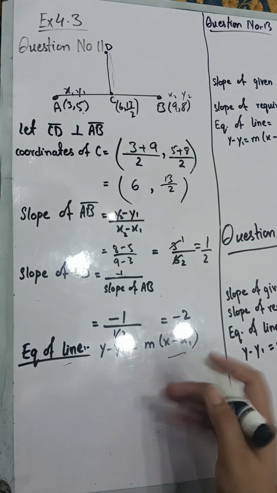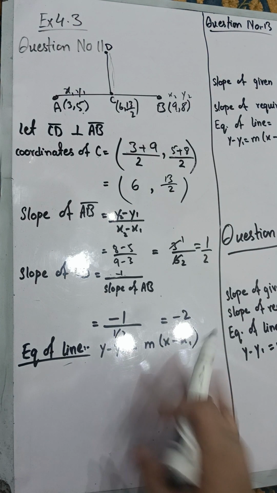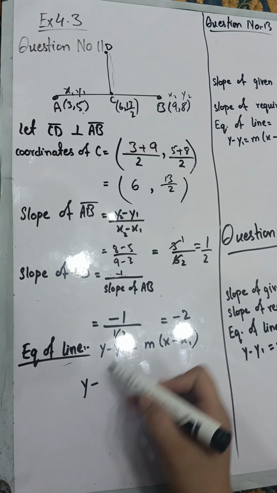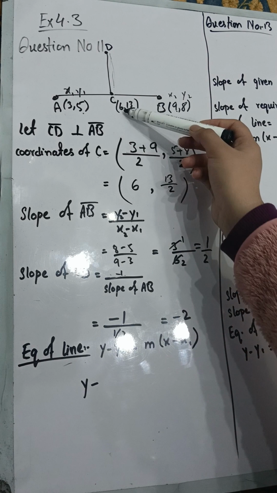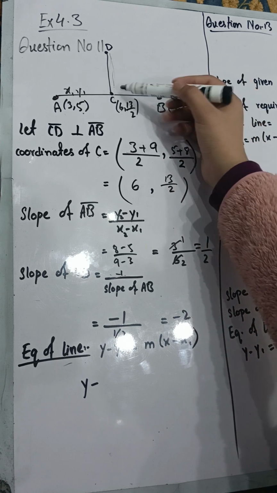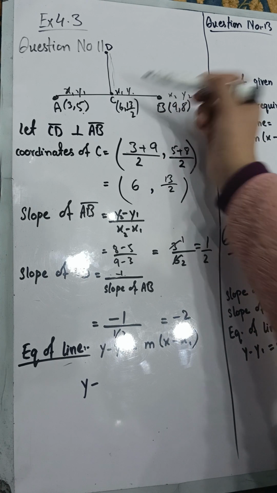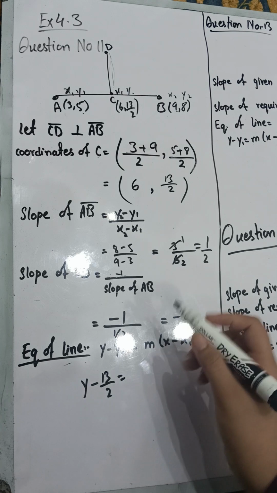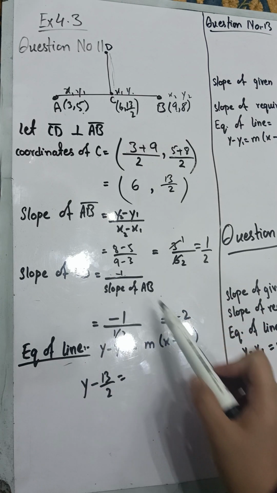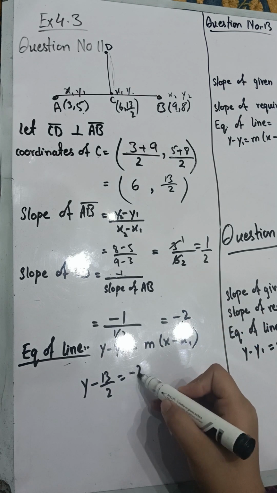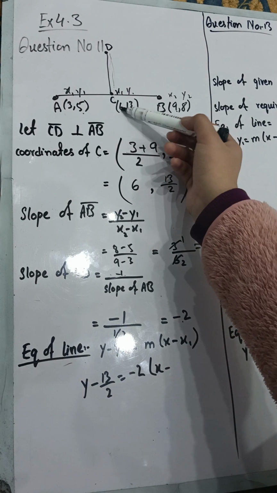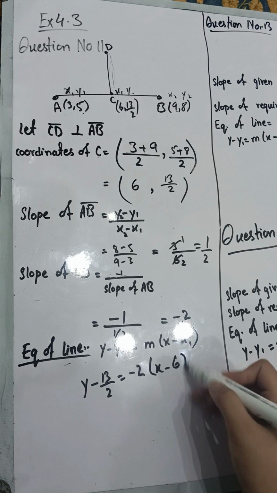Now we have to put all of the values of C here. y remains here, minus y1, where C is the point (x1, y1), so y1 is 13 over 2, is equal to m, the slope of CD, which is minus 2, times x, which remains the same, minus x1 of point C, which is 6, so I am going to put that.